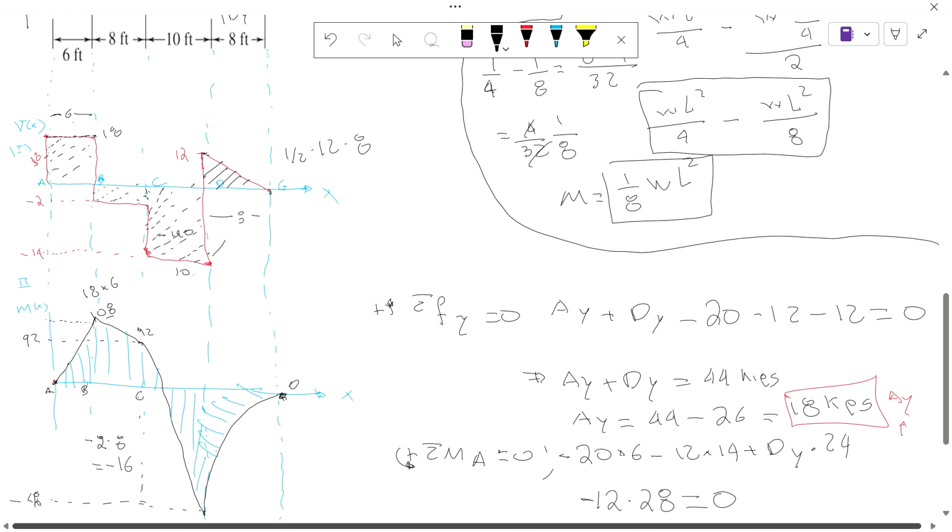If your shear force is 0 here, you have to close at 0, otherwise your diagram is not correct. And we got that because we found that this area right here was 48 units. So we were able to go from -48 to +48, and the shape is a negative parabola.